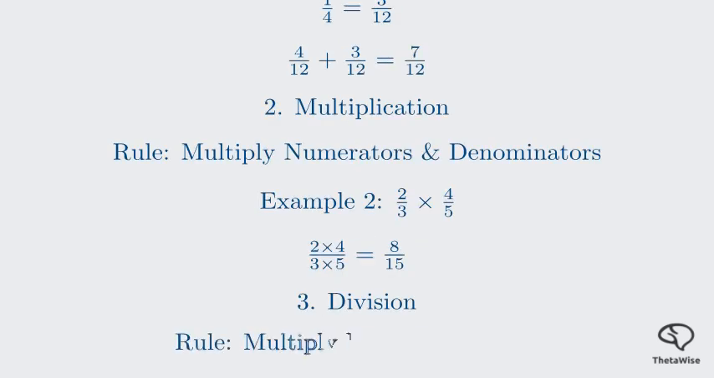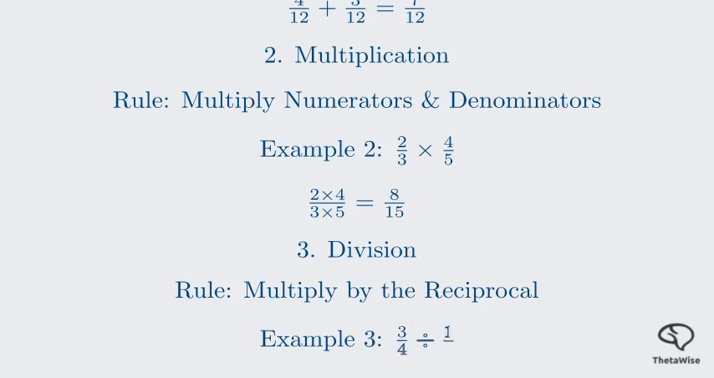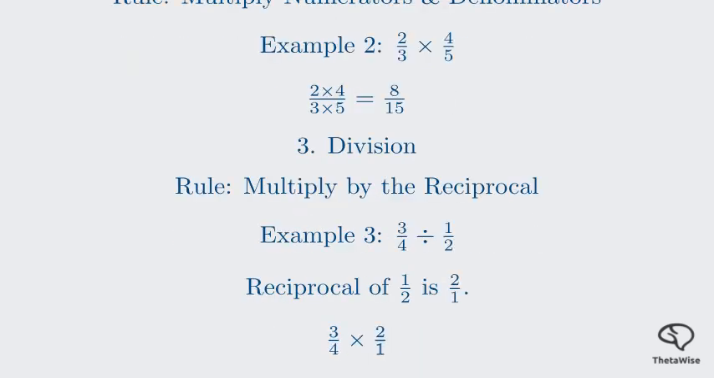For division, there's a simple trick. Dividing by a fraction is the same as multiplying by its reciprocal. The reciprocal of a fraction is just the fraction flipped upside down. Let's divide 3 over 4 by 1 over 2. The reciprocal of 1 over 2 is 2 over 1. So we change the division problem into a multiplication problem.